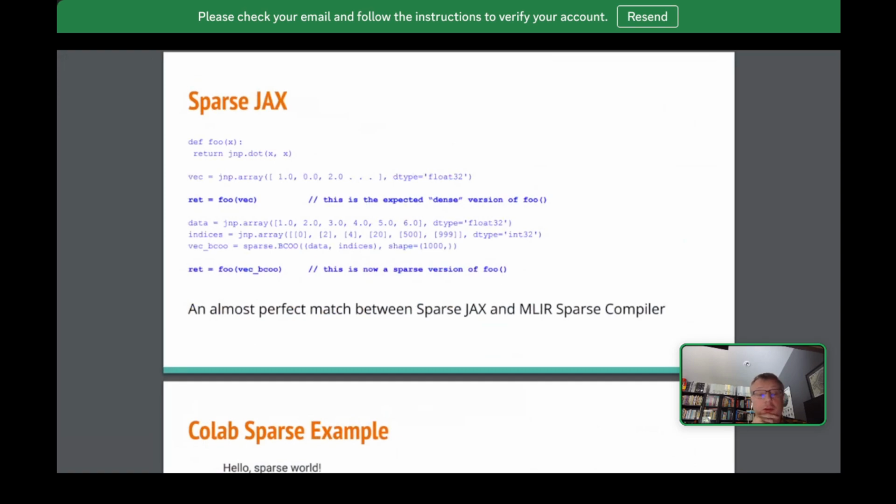But if you change the operand to a sparse data structure, and in SparseJax that's called BCO. So you see that I take the data indices, it's a little bit like a COO format, but it's batched, so hence the BCO. And I call the same foo method, then suddenly I get the sparse version of foo. So this is exactly the sparse compilation that we all in this group love so much. So you have exactly the same code, but it suddenly becomes sparse. And this is why we chose SparseJax as our first production vehicle.